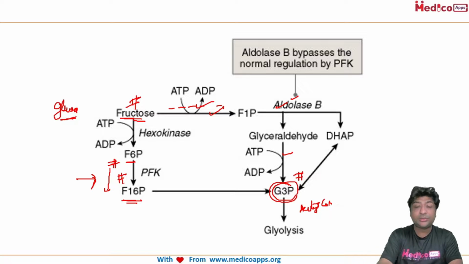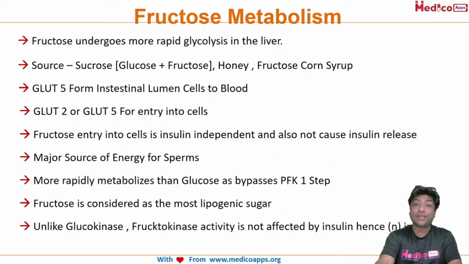Having learned about these points of fructose metabolism, let's quickly see some of the one-liners which have been asked on fructose metabolism. So remember, the first important thing is fructose undergoes more rapid glycolysis than glucose in the liver. As I told you, it is bypassing the rate limiting step, or the committed step, or the most regulated step of glycolysis. One of the most common sources of fructose is sucrose, and fructose corn syrup.